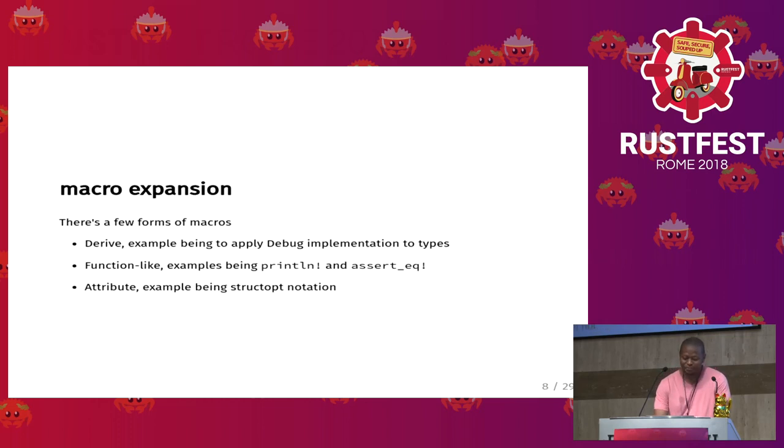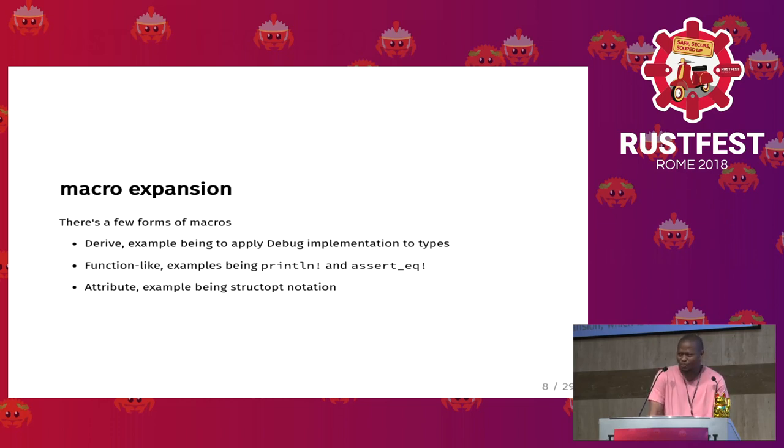Anyways, moving on. Remember there's a few steps. There's now macro expansion, which is kind of a big topic. There are three forms that I came across. There's a derive macro, where one example is when you want to automatically print out debug information from your code. You just do derive Debug, and whenever you println that and ask for debug information, you get all of these things for free.